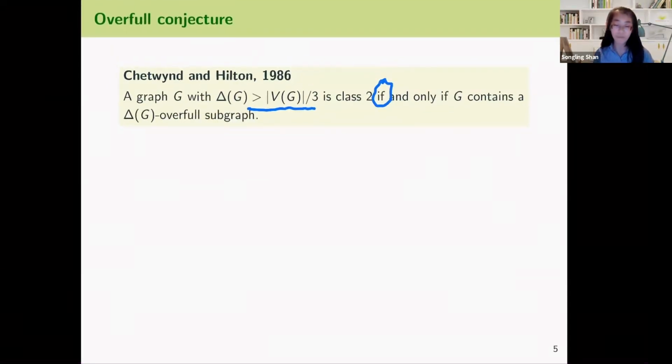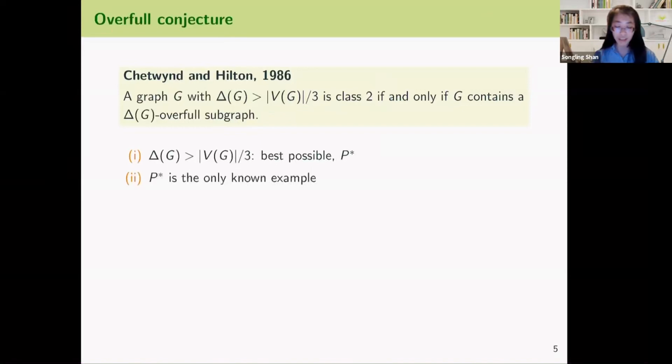For this conjecture, as we already see, the if direction is trivial, right? Because if G contains a Δ(G)-overfull subgraph, then it is class 2. So the hard part is to assume the graph is class 2 and prove that it also contains an overfull subgraph. For this conjecture, the lower bound on the maximum degree is best possible, as seen by this graph P*. P* has 9 vertices and Δ equals 3. The graph is class 2 but contains no 3-overfull subgraph. So this P* serves as a sharpness example, and at least from my knowledge, it's the only known sharpness example.